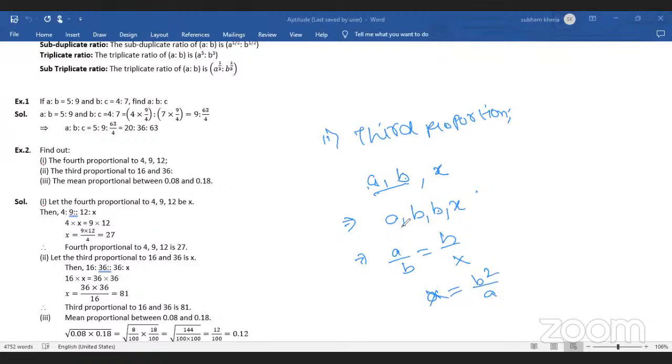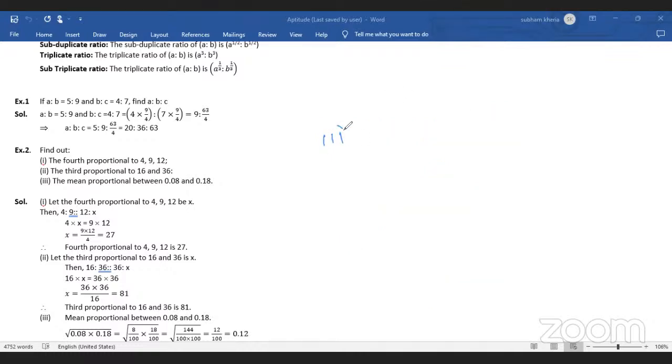So easy. Understood? Any difficulty in this part? Does anyone have any doubt in this part? B equals to root of AC. Correct. Anyone has any doubt? No, right? Okay, great. And then we come to the third and the last part, mean proportion.